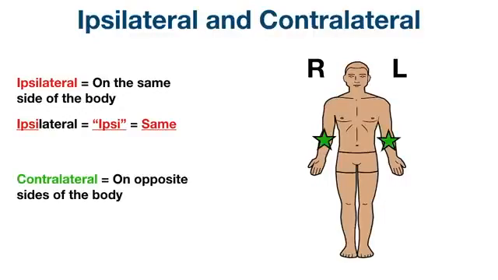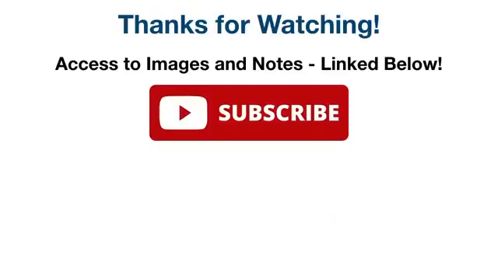Contralateral means on opposite sides of the body. For example, if a patient presents after a car accident with a laceration on their right arm and an abrasion on their left arm, then those injuries are contralateral to each other. We learned in the medical prefix video that contra means opposite, which will help you remember contralateral means opposite sides of the body. Hopefully this helped you better understand anatomical directional terms.